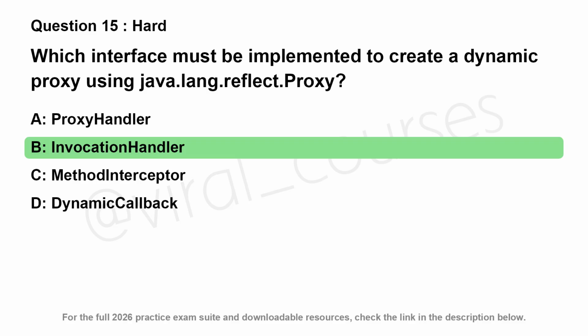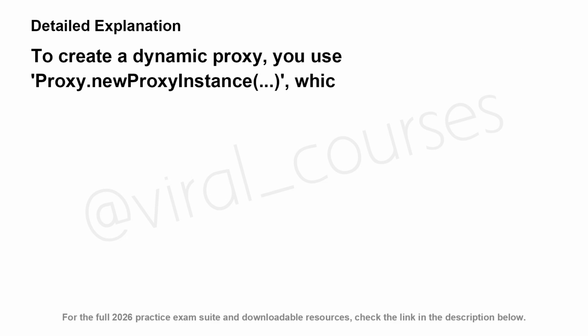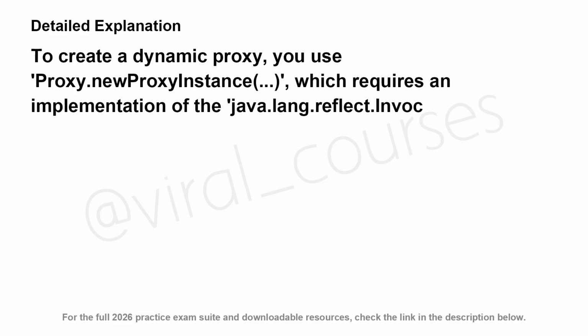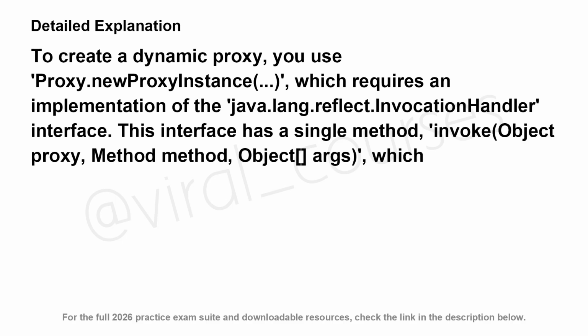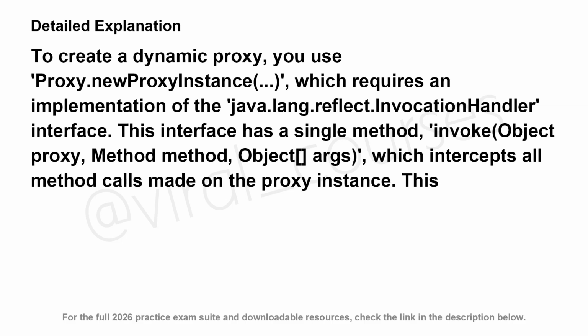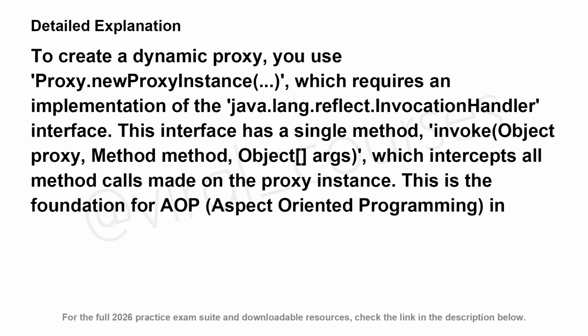The correct answer is B. To create a dynamic proxy, you use Proxy.newProxyInstance, which requires an implementation of the java.lang.reflect.InvocationHandler interface. This interface has a single method, invoke(Object proxy, Method method, Object[] args), which intercepts all method calls made on the proxy instance. This is the foundation for AOP, aspect-oriented programming, in frameworks like Spring.